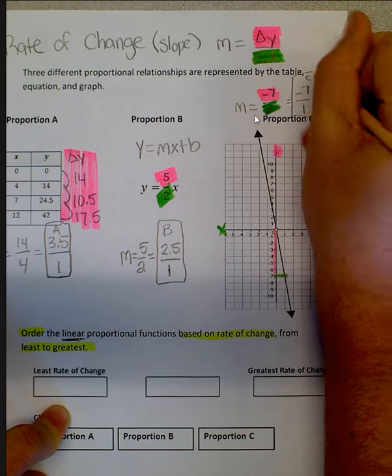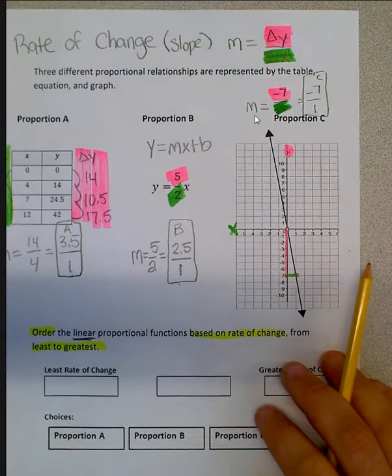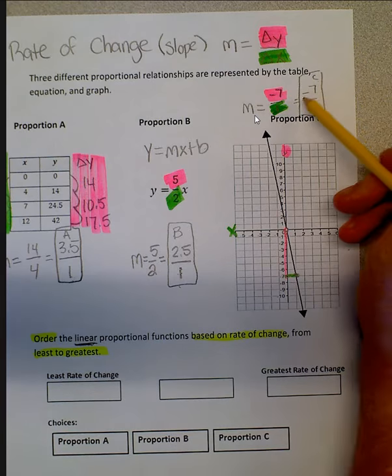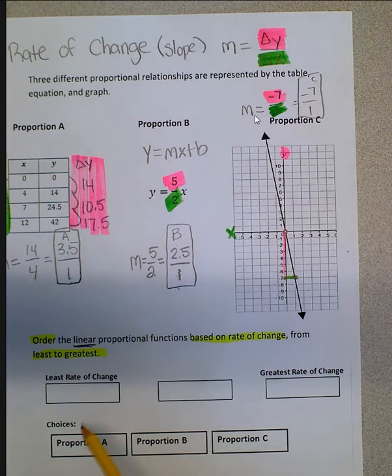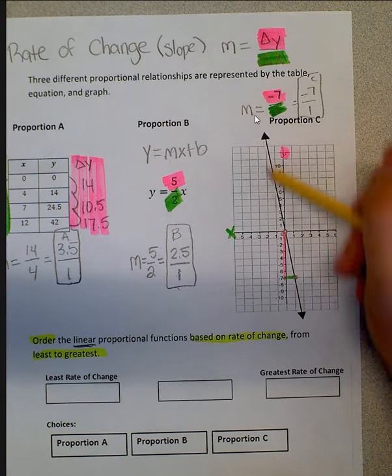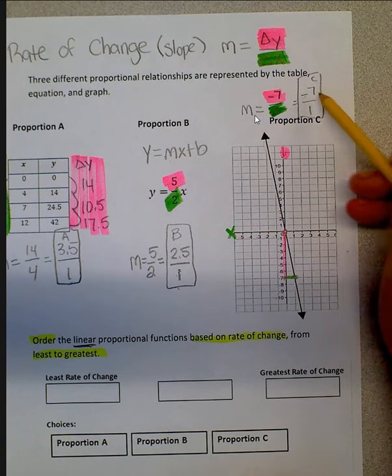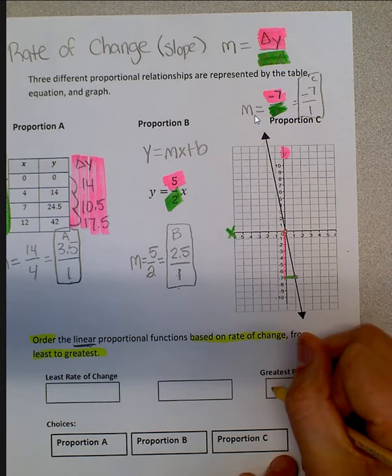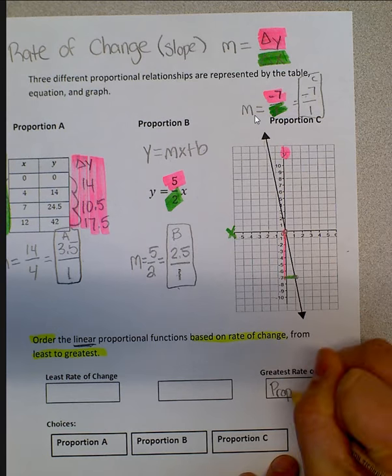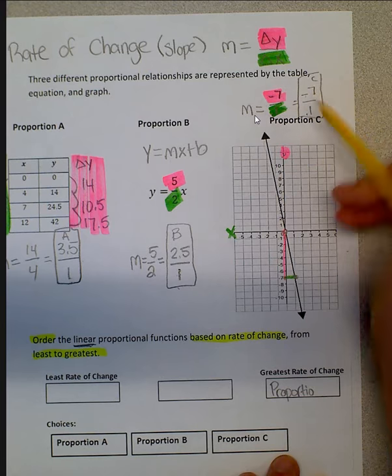So now I want to order these three things. You may be saying, well, I see this negative 7 here, and I think it's the least rate of change because it's negative. It's the smallest number. And while that's a good thought, we have to remember that the negative actually just tells us the line's going down. It does not tell us how fast it's moving. So this is actually moving the greatest rate of change. So I'm going to fill that in because it's the biggest number. Y is changing by 7 every time x is changing by 1.